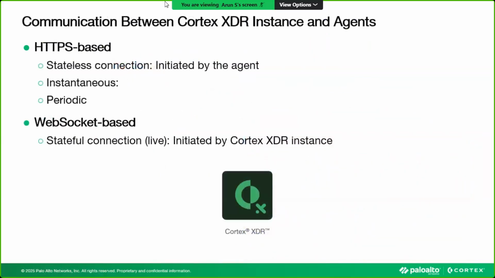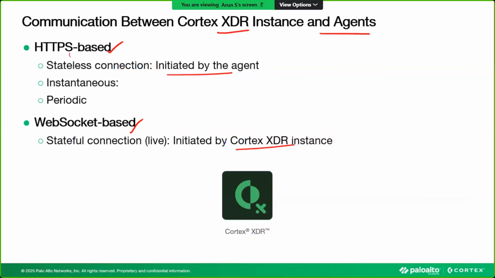Next, how do the XDR instance and the agent communicate with each other? Right. So there are two types of communication. One, HTTPS based communication. Another one is WebSocket. Now, what is this HTTPS based? This is nothing but initiated by the agent. WebSocket, this is initiated by the Cortex XDR instance.